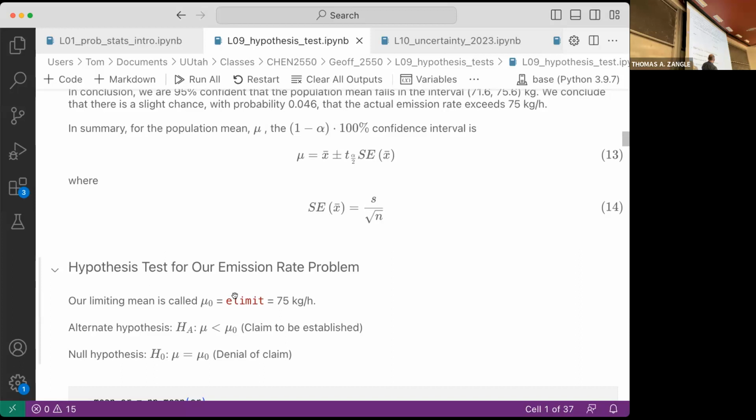So in this case, the alternate hypothesis is that the actual population mean is less than this limiting population mean, or this limiting value. Okay. And this is, again, typically the claim to be established. In this case, this is the thing that we're trying to test. Right? We're trying to see if the mean is less than this limiting mean. The null hypothesis would mean that the claim is being denied. So for example, if the mean is equal to that 75 kilograms per hour, or if there's a high probability that the mean is actually equal to that 75 kilograms per hour, then we're going to say that we're going to deny the claim.